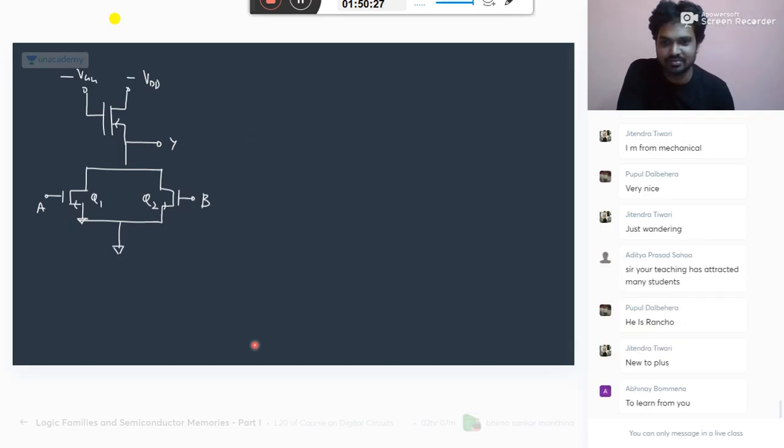Fine. So now A, B: 00, 01, 10, 11. Here Q1, Q2. If the input is 0, as usual, same story: 0 means the condition is on. For 1, it is off.